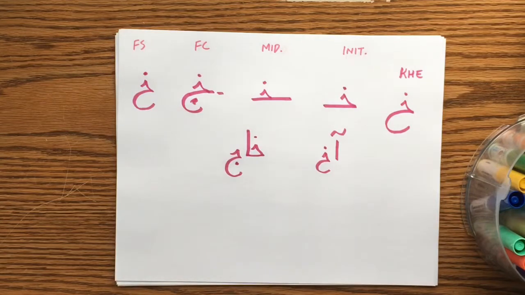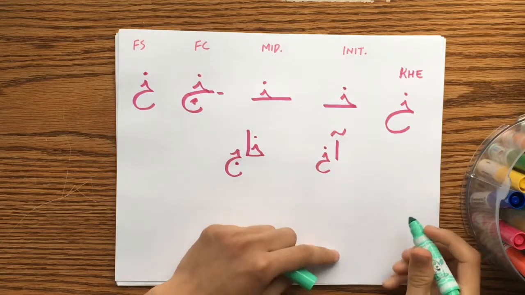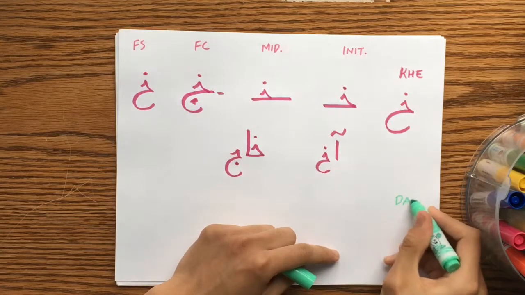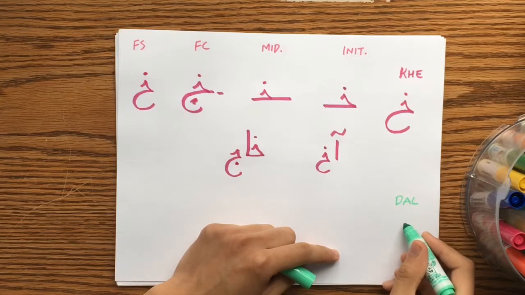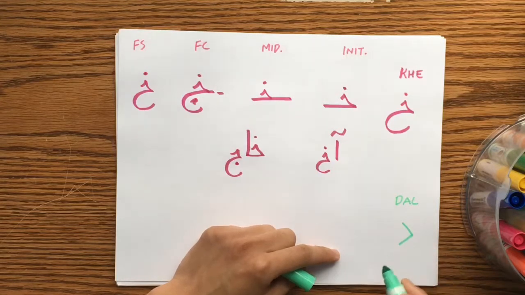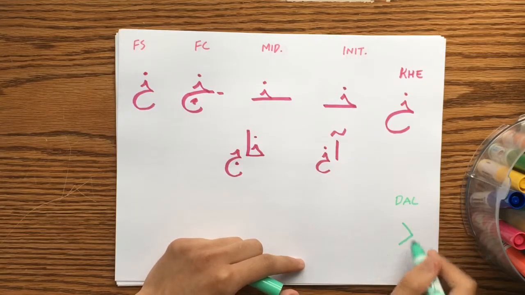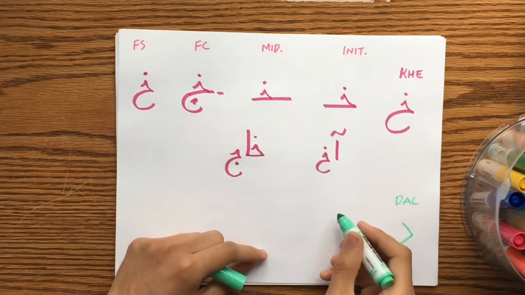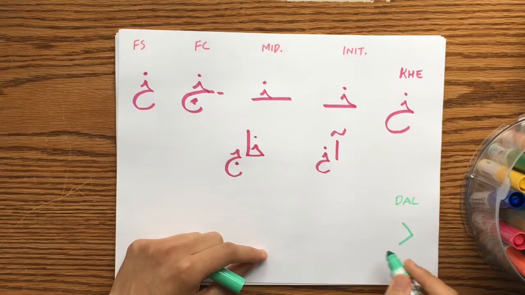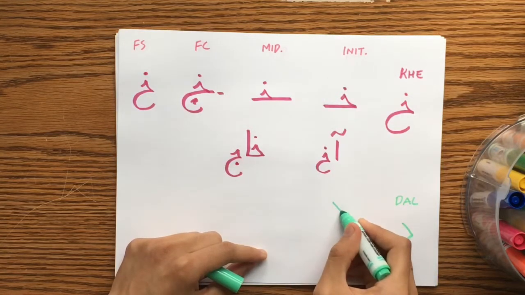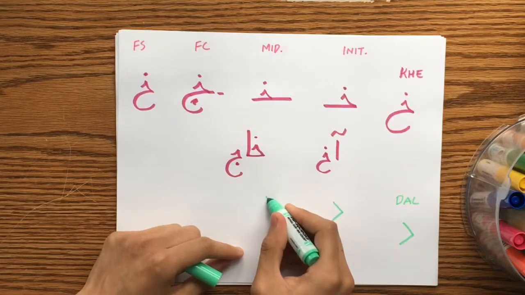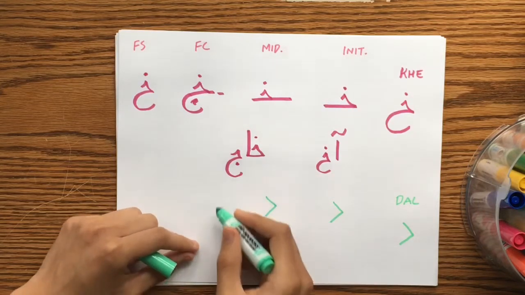Okay, so the next letter is called dal. Dal. Yeah, and dal makes the D sound, and it looks like a D as well. So dal is a non-connector, which means you can only connect another letter to it from the right side.